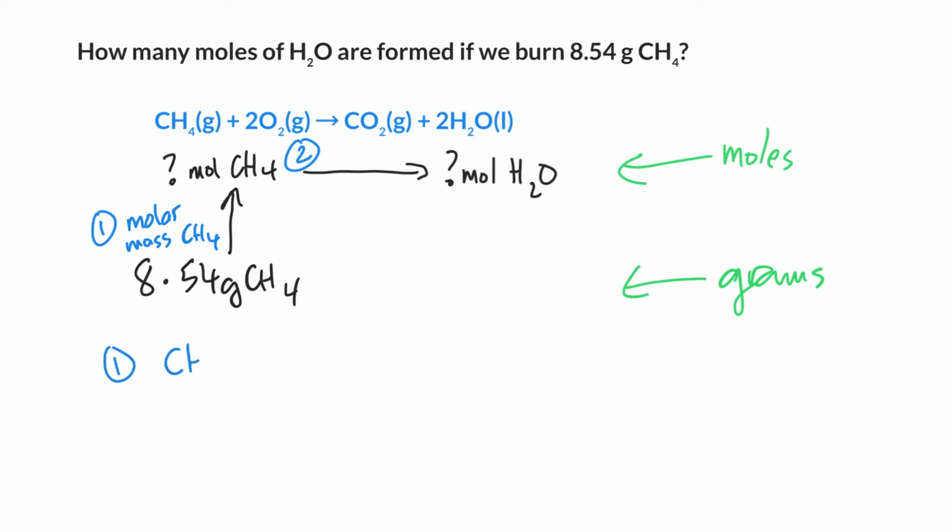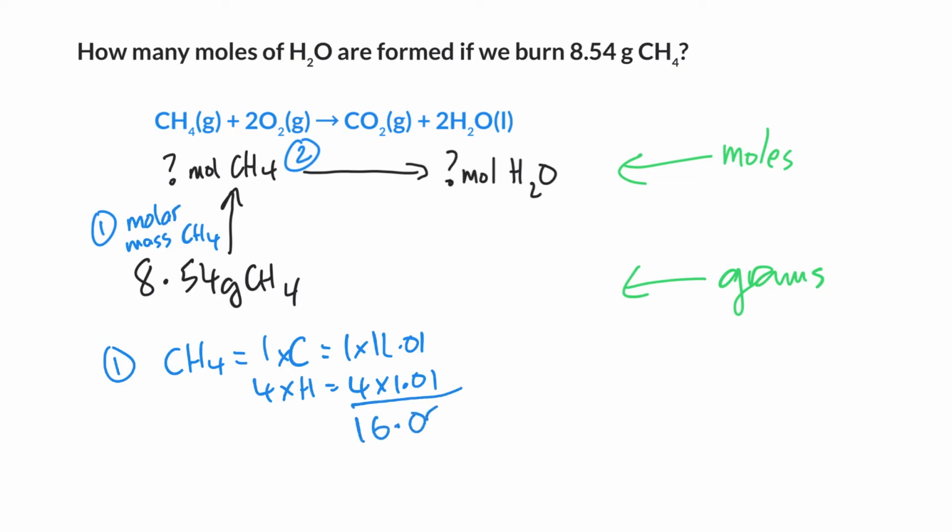We take the CH4 and we say it's made up of a C and 4 H's, and we can weigh that. So C is 12.01 and H is 1.01, and if you add those together you get 16.05. That tells us that 1 mole of methane weighs 16.05 grams of methane. So that's our step 1.